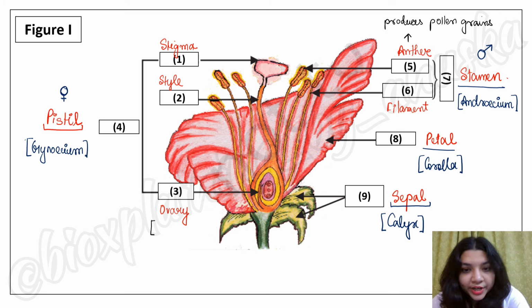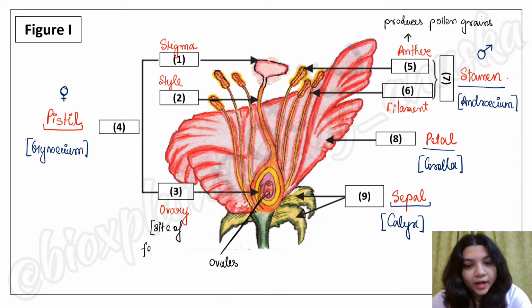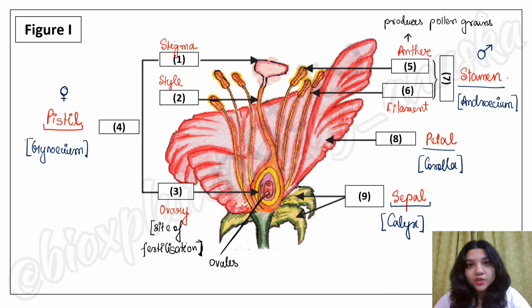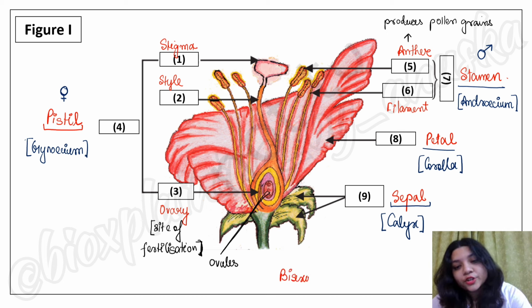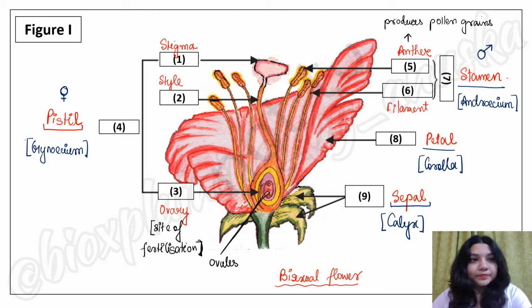So inside the ovary, what do we have? See nicely, inside the ovary, these dotted structures, we can say that these are the ovules. Okay, so the ovary is the site of fertilization. It contains the ovules. As soon as the male gametes enter, the fertilization will take place. Okay, so I guess this is also clear. And yes, what does this diagram show? This basically shows you a section of a bisexual flower. Clear?